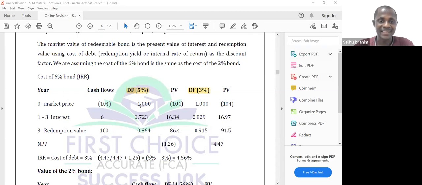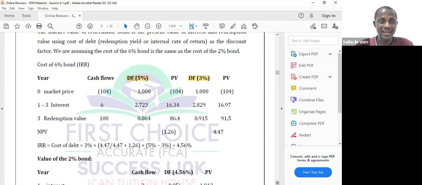So I assume 5% here. 5% year 0 is 1. Year 1 to 3 annuity factor 2.723, and year 3 0.864. When you multiply, we get our present value NPV as what? Negative 1.26. So I now use 3%. I do the same thing. I have my NPV to be what? 4.47. I've told you I'm not wasting time here because it's purely bond valuation.